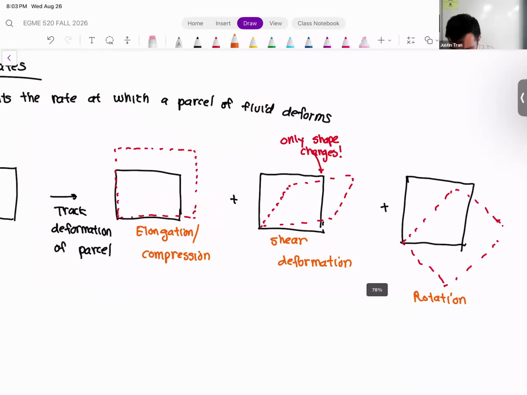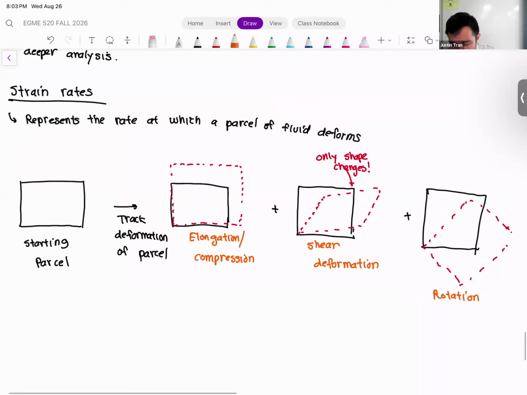Okay. So these are the three different modes of deformation. Now, real motion is not just one of these, it's a lot more complex, but basically we can take any kind of real physical motion and break it up into these three. Okay. All right. So that's visually what happens when a fluid parcel starts to deform in response to flow. Now, how do we actually quantify this?